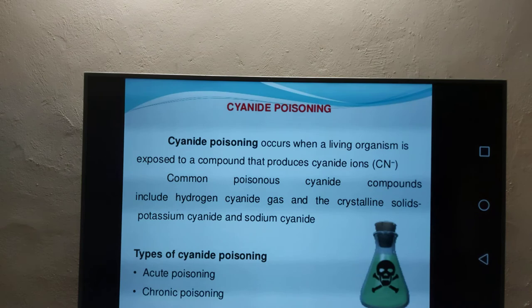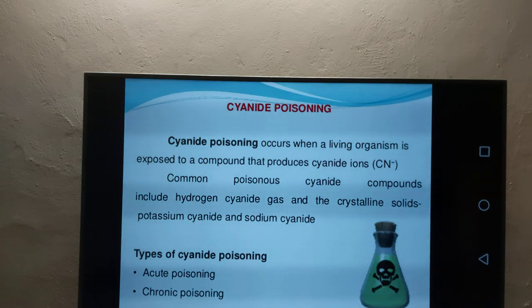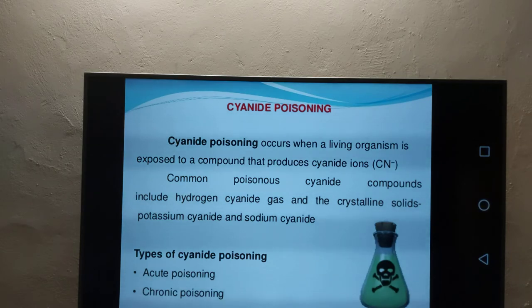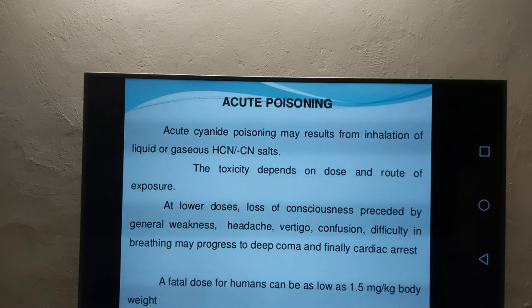Cyanide poisoning occurs when a living organism is exposed to a compound that produces cyanide ion. For example, sodium cyanide and potassium cyanide should react with acid, and then only will they become poison. There are acute poisoning and chronic poisoning. Acute cyanide poisoning may result from inhalation of liquid or gaseous, that is volatile acid, hydrogen cyanide, or ingestion of cyanide salts, which liberate hydrogen cyanide by the action of acidity in the stomach.